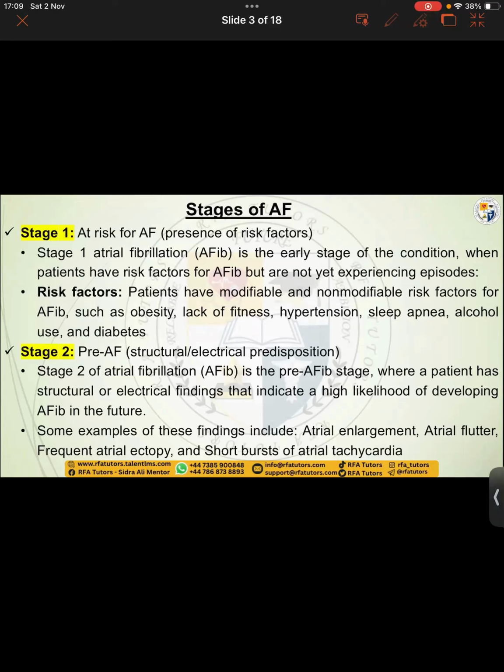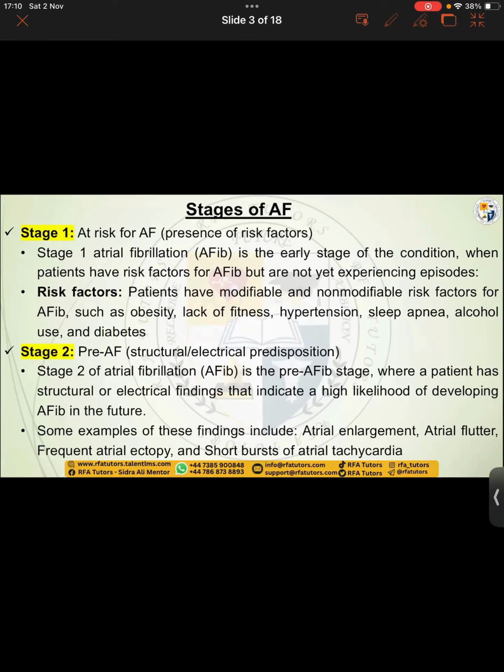Then we have stage 2 atrial fibrillation, which is called pre-AF, and this is associated with the identification of developing heart failure. It means that the patient is not diagnosed with atrial fibrillation, but has a tendency to develop it, or the atrial fibrillation has been missed in the past and could have caused atrial enlargement. As we said, if the conduction is not going from the SA node and the upper chambers are contracting irregularly and asynchronously, they increase the pressure in the atria.